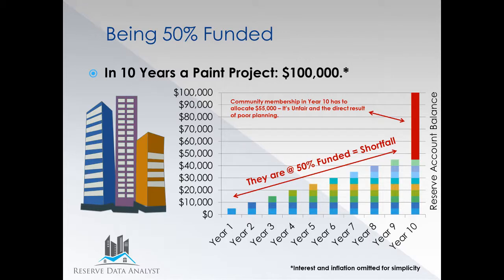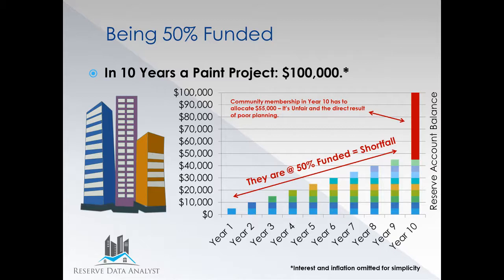So they're going to have to make up in year 10 that lack of funds, as you can see here in red. If that's $55,000, they need to get up to this $100,000 mark. So they're 50% funded in this scenario because they have decided to allocate half of an ideal amount, which would have been $10,000. Instead, they have allocated $5,000.